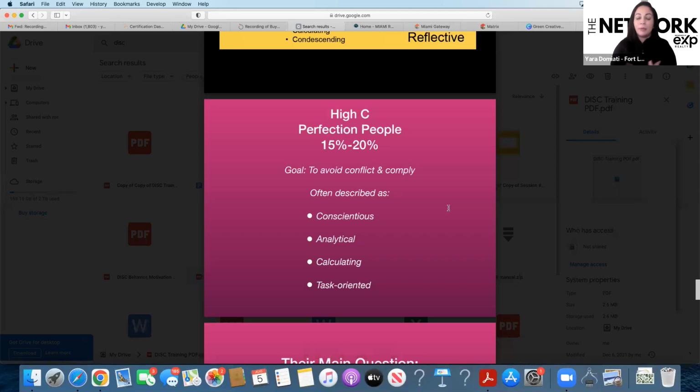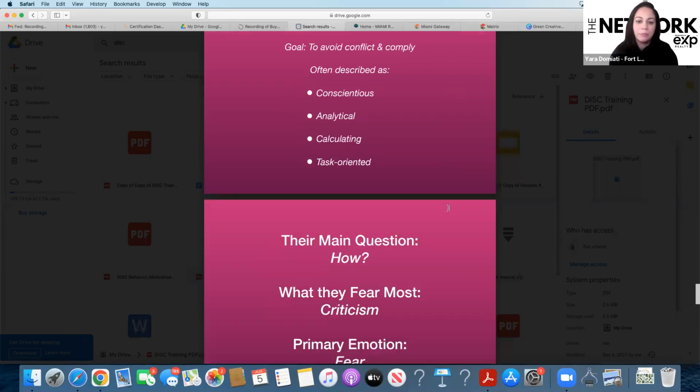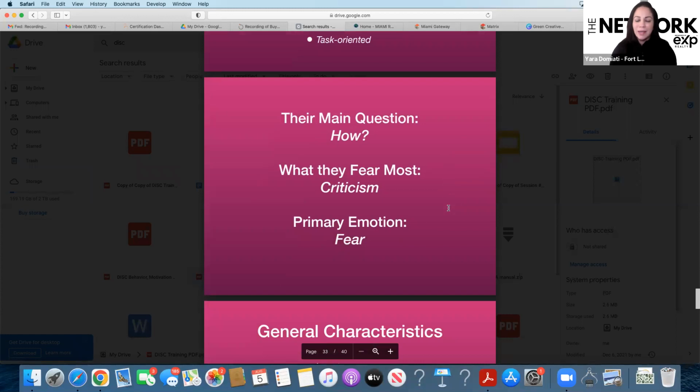These are perfectionists. They are about 15 to 20% of the population. They avoid conflict and comply. They're conscientious, analytical, calculating, task oriented, and very detail oriented as well. Their main question is how. If you want me to do this, how do I get to this, and why do I get to this? Everything is just how and why, and they've got to figure it out before they actually deep dive in there.